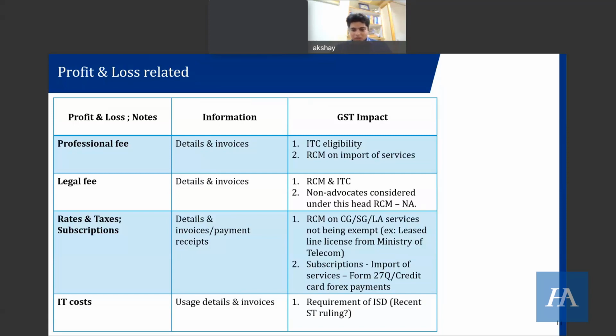There, of course, was a recent service tax ruling which said that this ISD may not be applicable and it is not mandatory, but the provisions under GST are a little different, and the wordings which were there under service tax and the wordings which are there under GST are not the same.